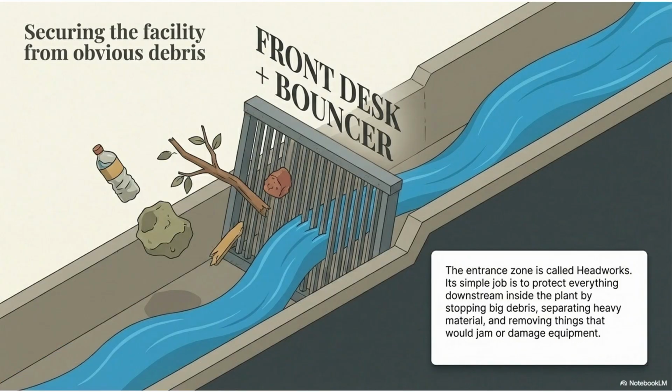Inside the wastewater treatment plant, the first area feels like security at an event. Not the glamorous part, but absolutely necessary. This entrance zone is often called Headworks. Imagine Headworks as the plant's front desk plus bouncer. Its job is simple. Before anything else happens, let's remove the obvious stuff that shouldn't enter the treatment system. Here, your drop sees big debris getting stopped, heavy stuff getting separated, things that would damage equipment or jam systems. You don't need every device name right now. Just remember the purpose. Headworks protects everything downstream inside the plant. And notice the pattern. Even inside the plant, we still think in one direction, from upstream to downstream.